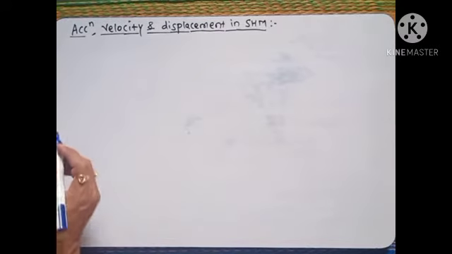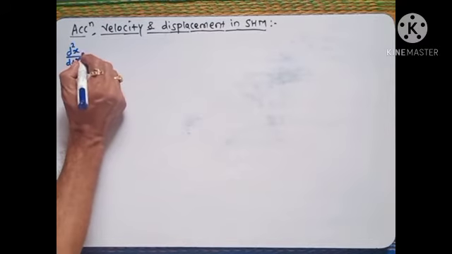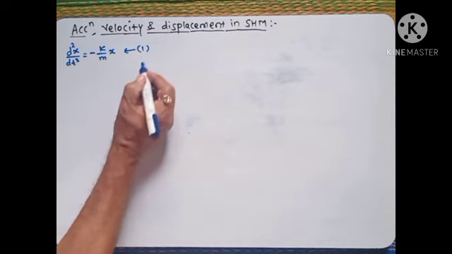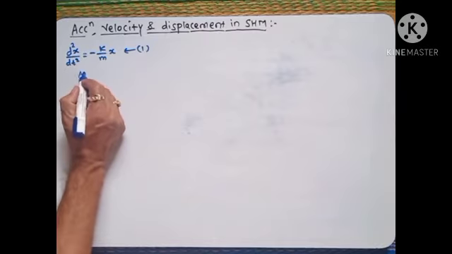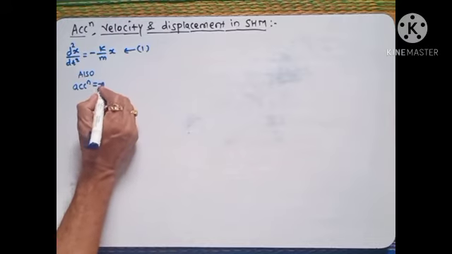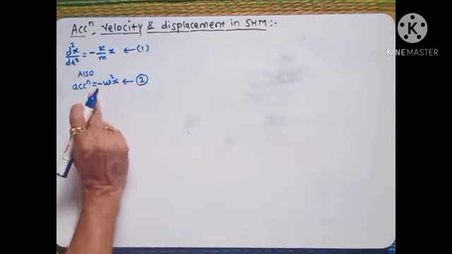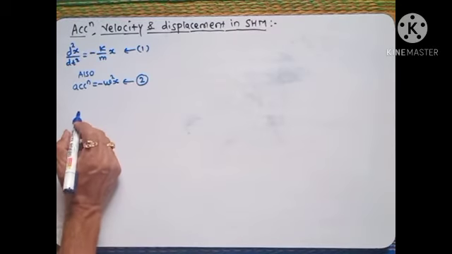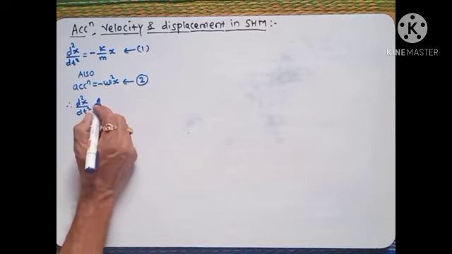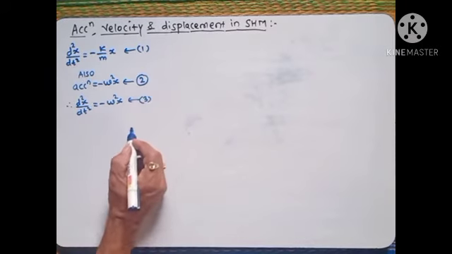Now here you see, you know that d2x by dt2 equal to minus k by m into x. This is equation number 1. Also in SHM we have proved acceleration is equal to minus omega square x. This is equation number 2. We put this value here, and therefore we can write d2x by dt2 equal to minus omega square x. Suppose this is equation number 3.